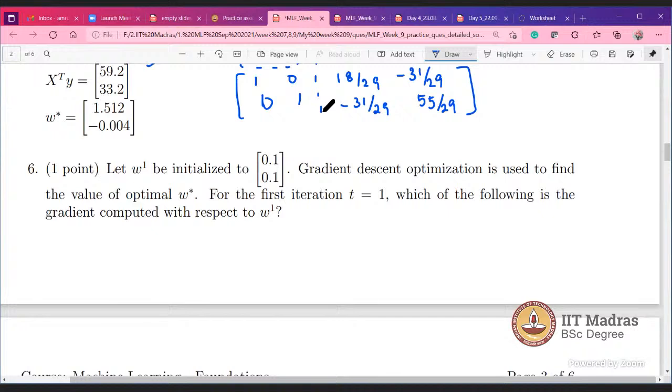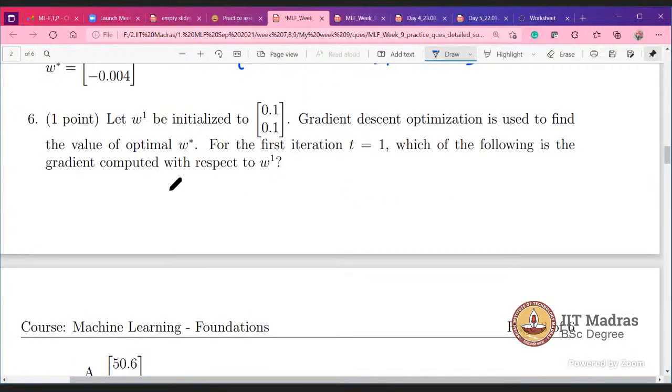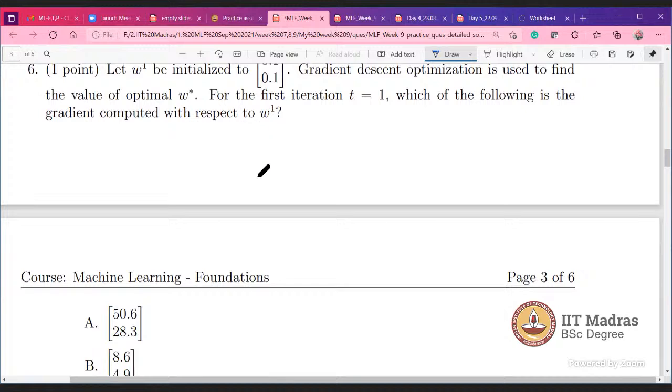Okay. So once you found it using this analytical method, then we can apply this gradient descent optimization. So here I'm initializing your weight value for the first time step to be 0.1 and 0.1. So for the first iteration, you have to calculate that gradient value, right? So what is the gradient value?